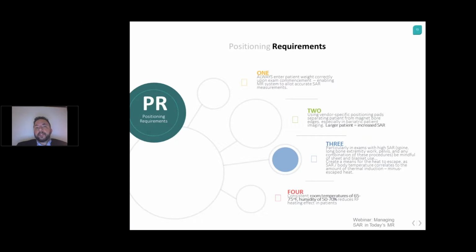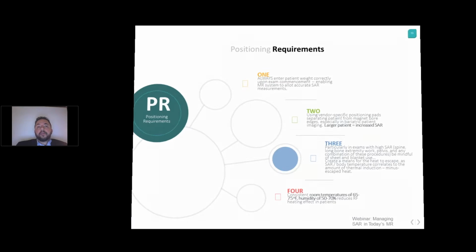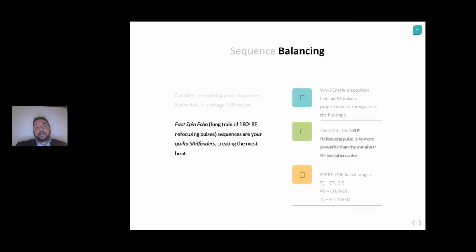Also, positioning or more environmental is ensuring consistent room temperatures. We want to keep that room temperature cool enough to reduce the RF heating effects and also balance the humidity at 50 to 70%. Important aspects environmentally in ensuring the most accurate, again, reduction of thermal induction in your patient.